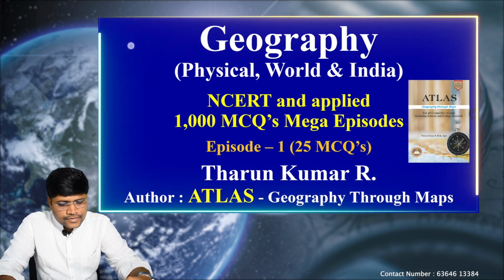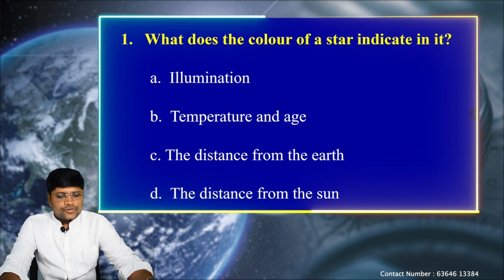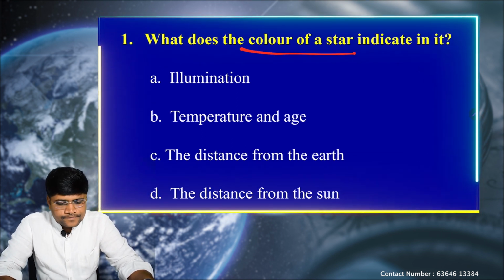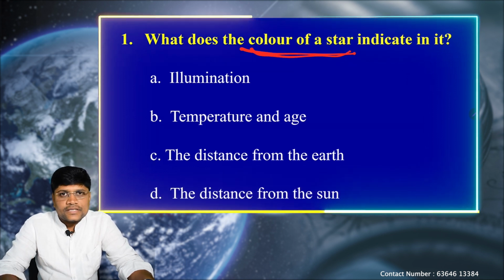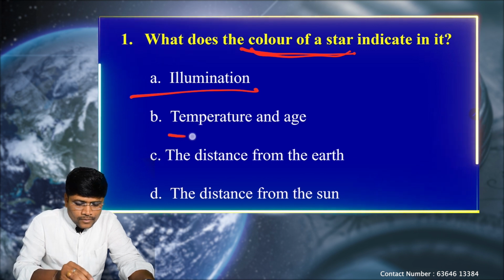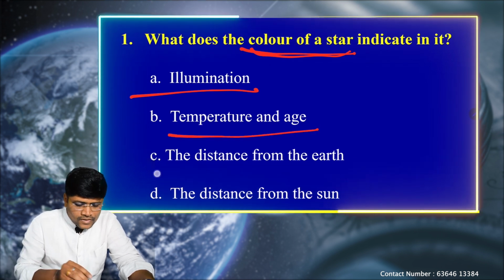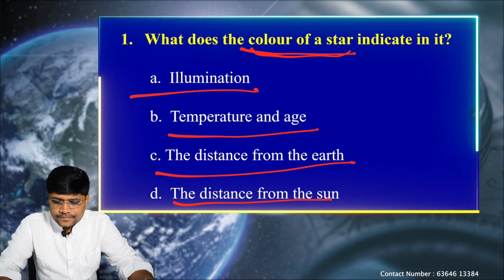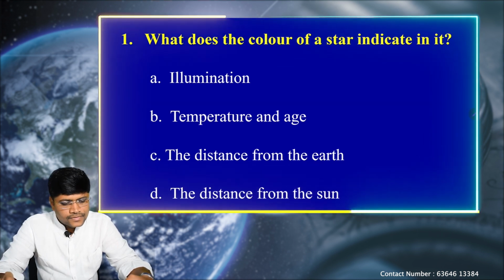Let's start the session. The first question: what does the color of a star indicate? The keyword here is the color of a star. The options are A. Illumination, B. Temperature and age, C. Distance from the earth and D. Distance from the sun. Let's see the discussion.